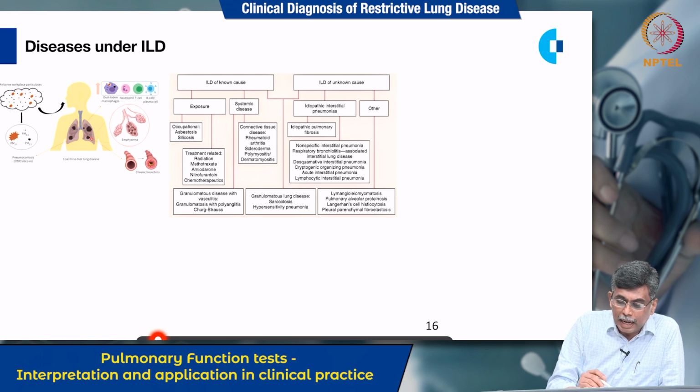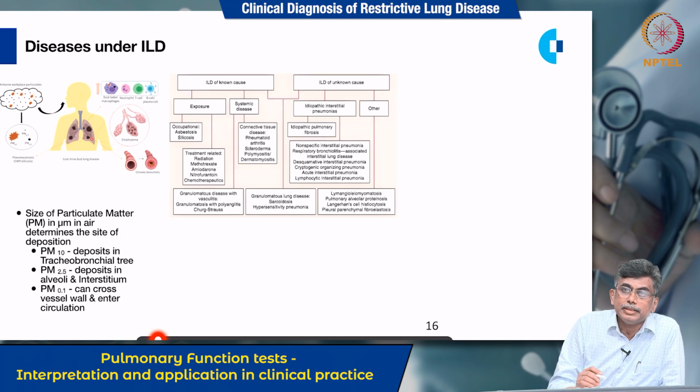So as I was telling about exposure to environmental pollutants, the size of the particulate matter decides where they get deposited. Let us consider the particulate matter size in micrometers is around 10.